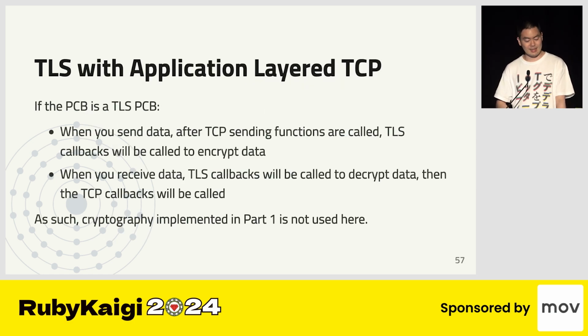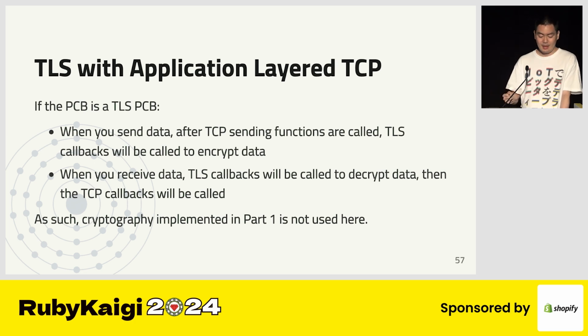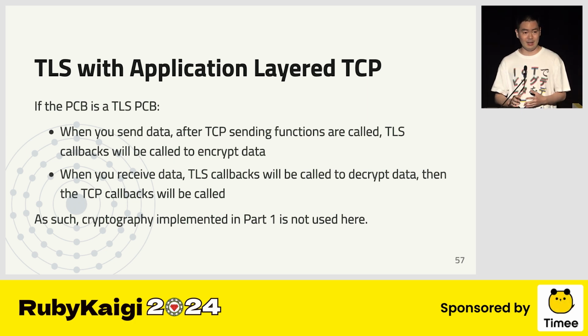What is going on is that if the PCB is a TLS PCB, when you send data, LWIP will call functions for TLS. Then they will encrypt the data that is written by the TCP sending functions. Then when we receive data, TLS callbacks will be called first to decrypt data. Then the TCP callbacks will be called with the plaintext value. So the cryptography is handled transparently. As such, cryptography implemented in part 1 is not used here, but we can use that in application level cryptographic operations.